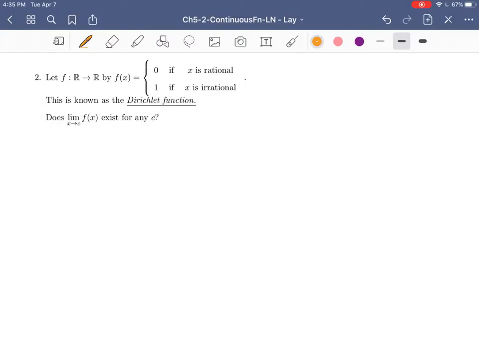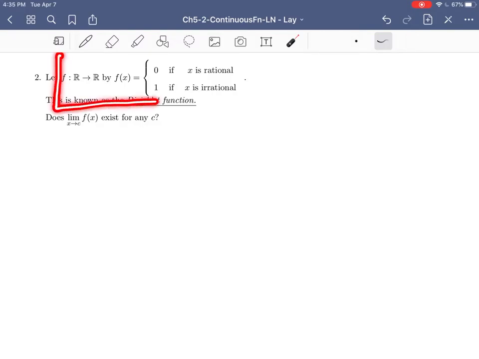Let's take a look at another example. We're going to look at a function known as the Dirichlet function. We're going to see, does the limit of this particular function exist for any choice of c? We can also think about, what does this tell us about continuity for this function? This function, the Dirichlet function, is defined in this way.